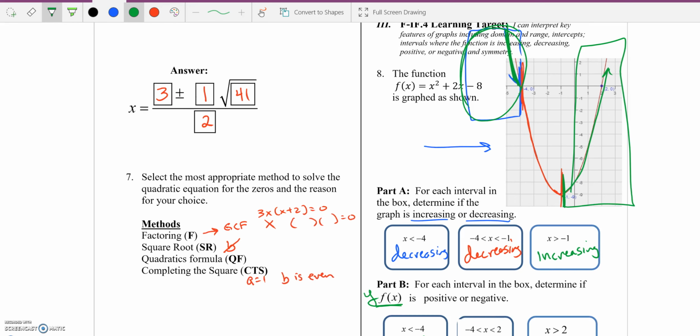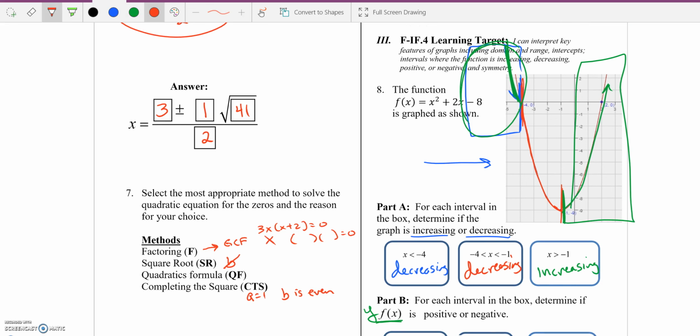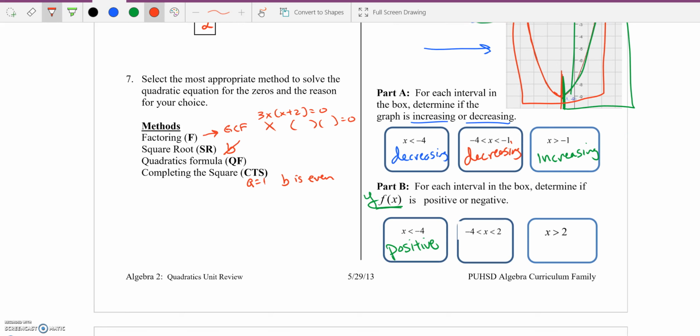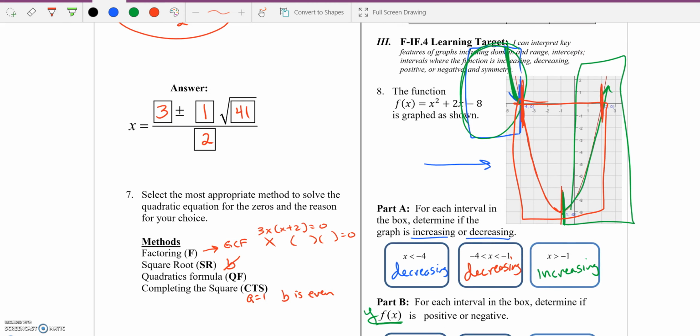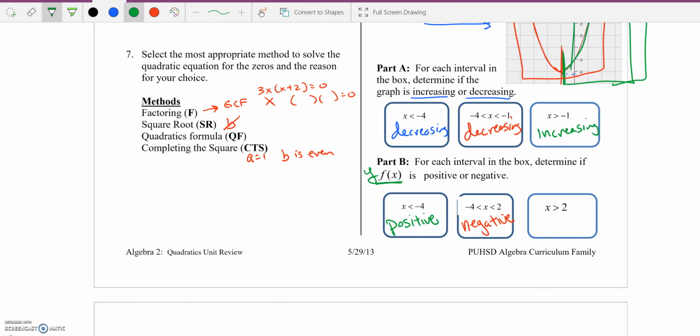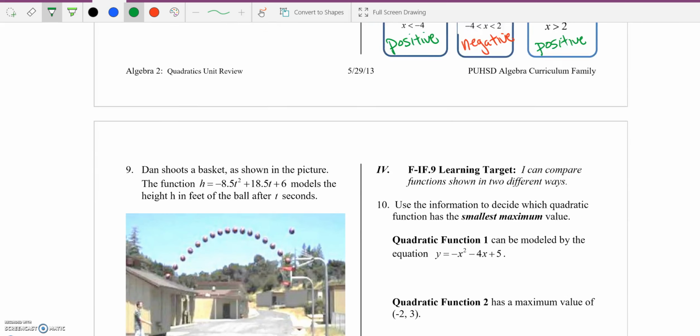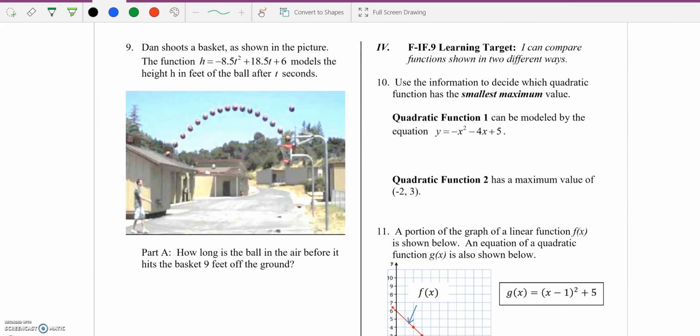Between -4 and +2, -4 is here, +2 is here, so we're looking at the actual y values in that little red box down there, and those are all negative values because they're all below the x-axis. And then when x is greater than 2, that's going to be 2's right here. Greater than 2 is anything bigger than that, so that's over here. And my graph is starting to go up again, so we are above the x-axis, and that is again positive.